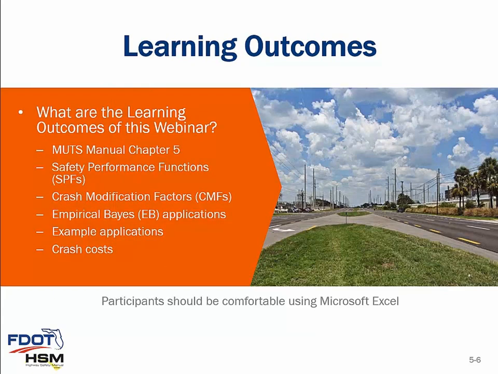The learning outcomes of today's webinar are shown in this slide. First, we'll talk about the Manual of Uniform Traffic Studies, also known as the MUTS manual, and the revisions in the 2016 edition regarding Chapter 5 that talks specifically about data collection for the Highway Safety Manual. We'll also go into safety performance functions, crash modification factors, and empirical Bayes, very similar to what we've discussed in previous webinars, getting into example applications, and also expand this to get into crash cost calculations, and how you calculate costs as a result of crashes.